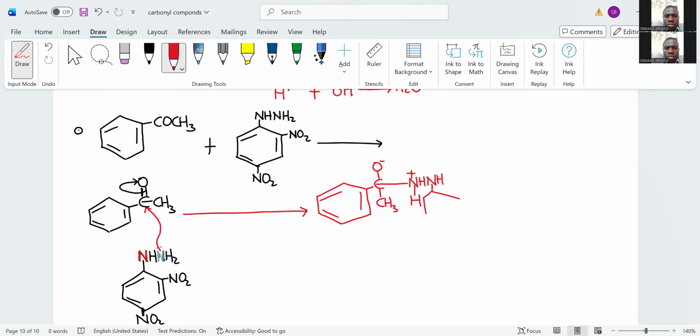I am not drawing it correctly. It carries a benzene ring. Like that. So that is what I have.